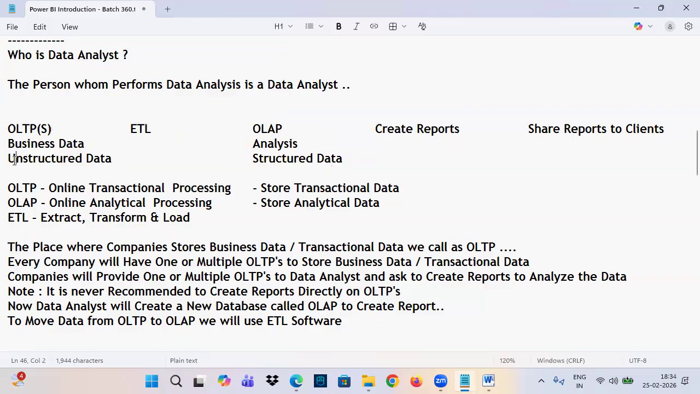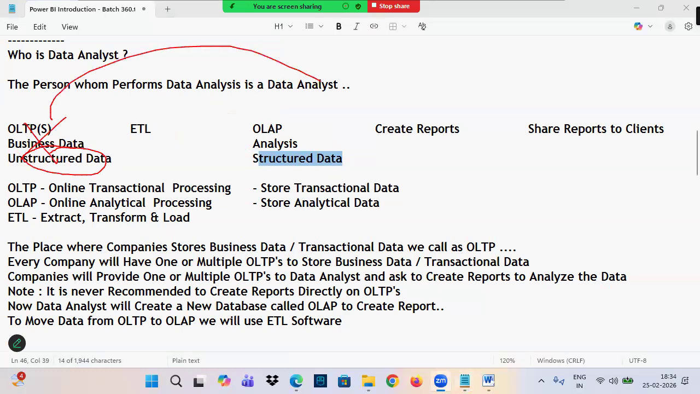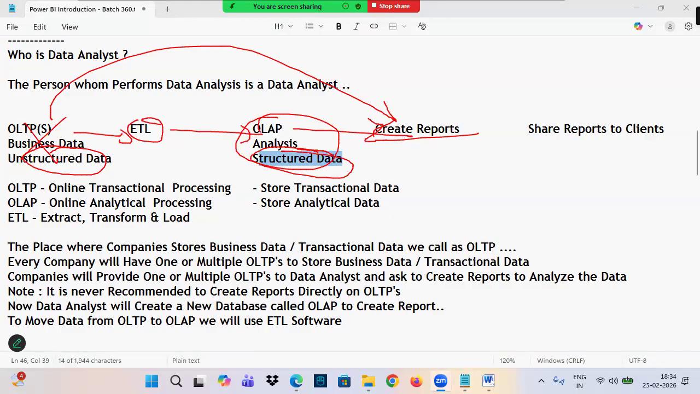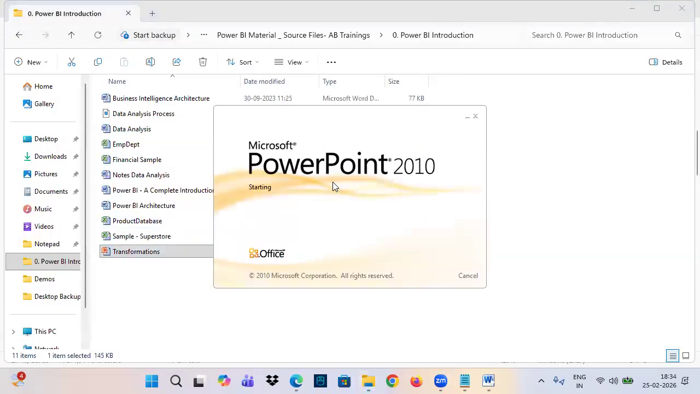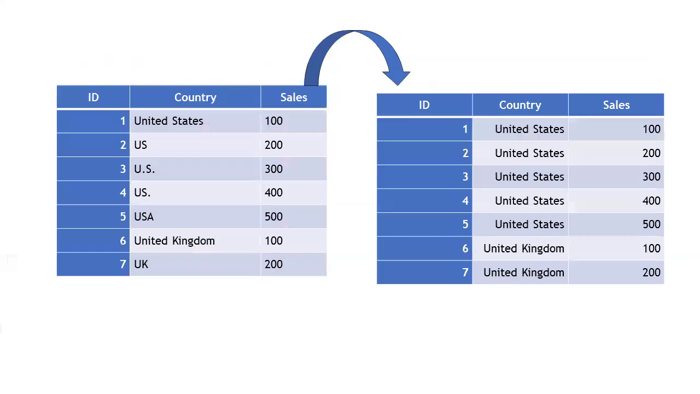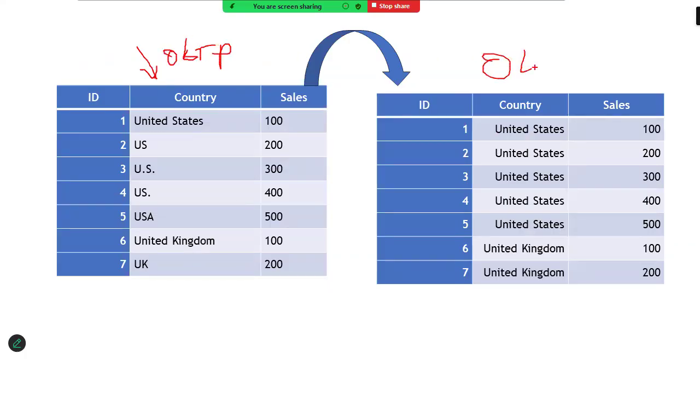Okay, let's try to understand what is unstructured data and what is structured data with a small example. I'll tell you first what is unstructured data and why it is not useful for creating the reports. Then I'll tell you what the ETL tool will do, and what is structured data, and why structured data is required to create the reports. Logically, I'll explain with a small example. I'll just open one slide. Look at this slide. This is how the data will generally be in the OLTP case. This is OLTP and this is OLAP. From OLTP to OLAP, data will move through ETL software.